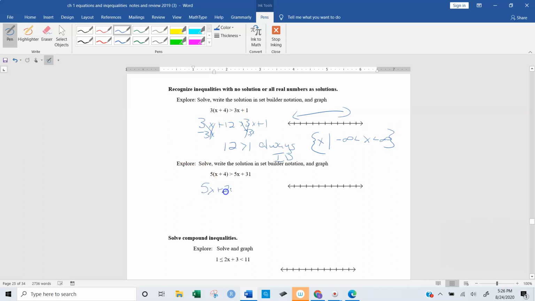You had 5x plus 20. It's greater than 5x plus 31. Well, subtract the 5x's and we run into the same problem. But this time we say 20 is greater than 31. This is not true. This is the empty set. There is no solution. Remember, this guy is inconsistent.